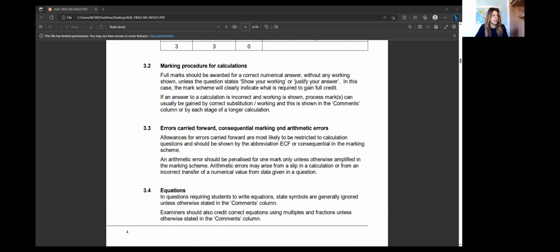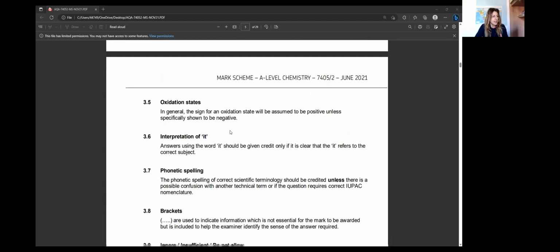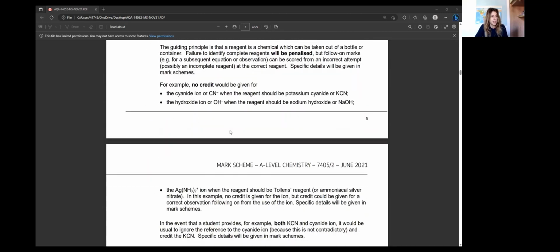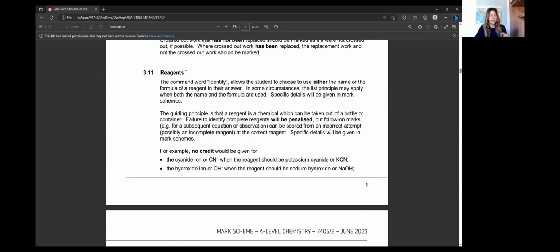points, the procedure, for example, for calculations, if errors are carried forward. But I think the most useful thing about organic chemistry was here, about the reagent. It tells you mistakes that you can avoid, so we can really prevent losing marks. In fact, if we look at reagents, the question will have "identify" as the command word. When we do questions, it's really useful to look at the command words. So identify is the one for reagents.